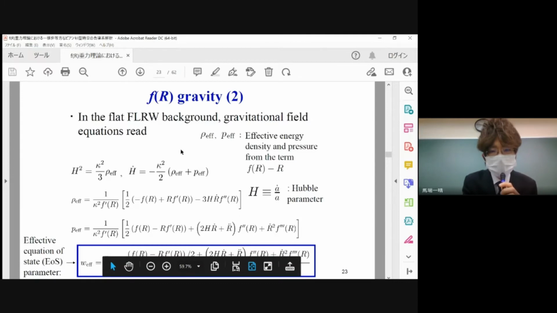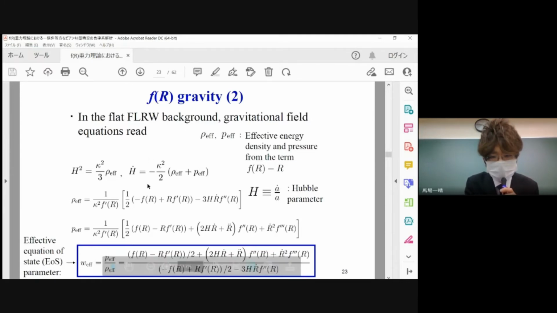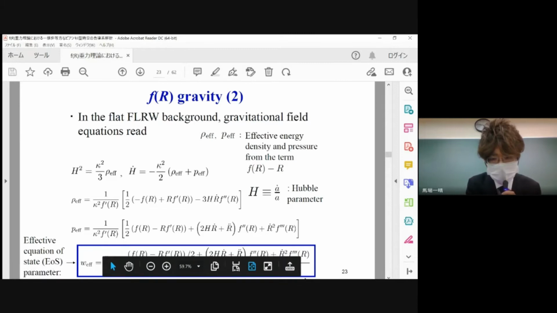In the homogeneous isotropic flat universe, the gravitational field equations are given by this expression, and therefore the effective equation of state of the universe is given by this expression.